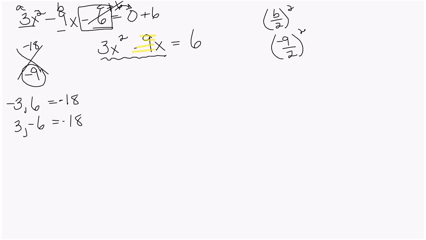Negative 9 divided by 2 is a fraction, which is probably the difficulty with this one, that you don't get a whole number. You're going to get 4.5, but that's okay. I'm just going to keep it as a fraction. First of all, I'm going to square both the top and the bottom. So 9 squared is going to give me 81 on the top, and 2 squared on the bottom is going to give me 4. So what I'm adding to both sides is 81 over 4.